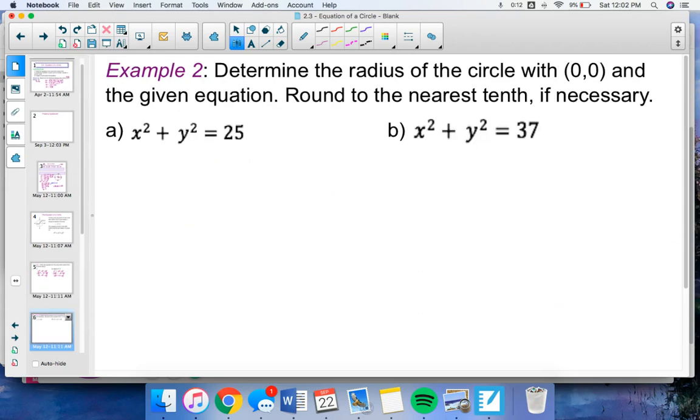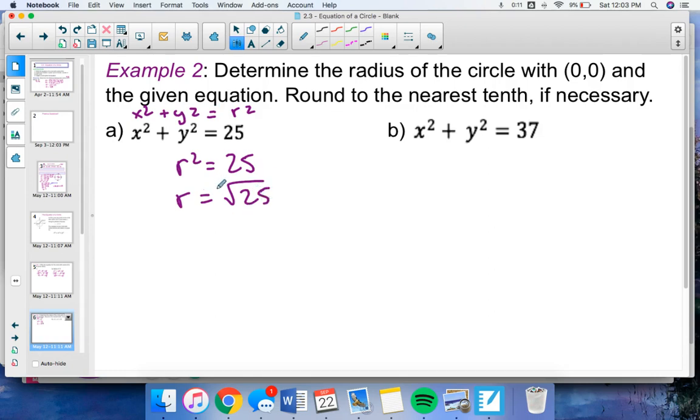Example number 2. So determine the radius of the circle with center 0, 0 and the given equation, rounding to the nearest tenth if necessary. Okay. So how are we going to find this radius? We know that r squared equals 25. Okay, because remember, x squared plus y squared equals r squared. How do we get r by itself? We take the square root.